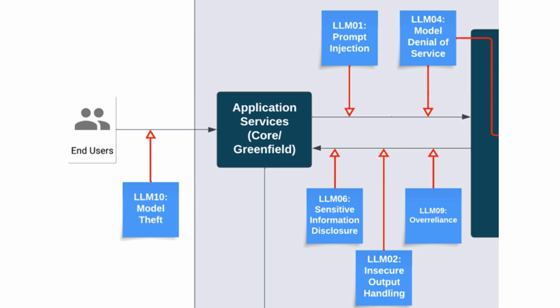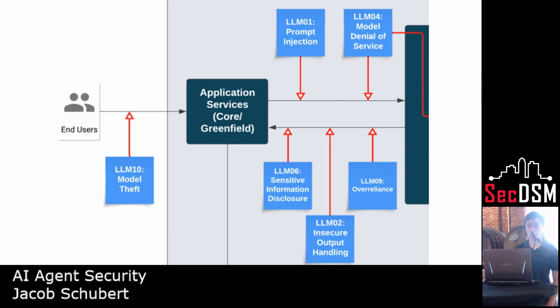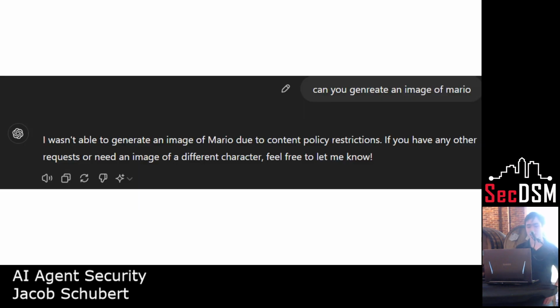What I want you to pay attention to specifically is prompt injection, because most AI needs an input, and that input is typically going to come from the user. So whenever a user has the ability to input, if it's not treated like nuclear waste, you're going to get a nuclear disaster. So here's an example. It's very simple. I asked ChatGPT, this is one prompt injection, can you generate an image of Mario?